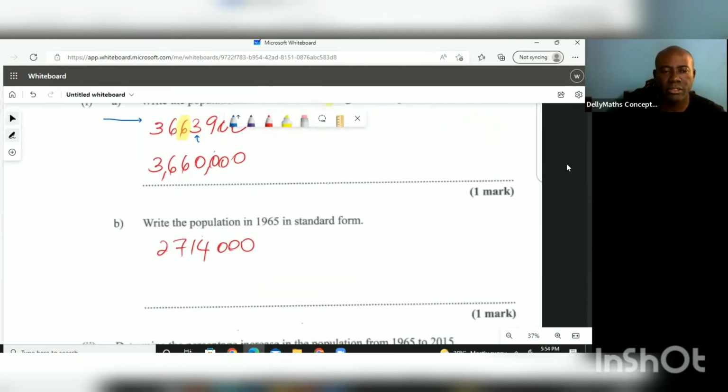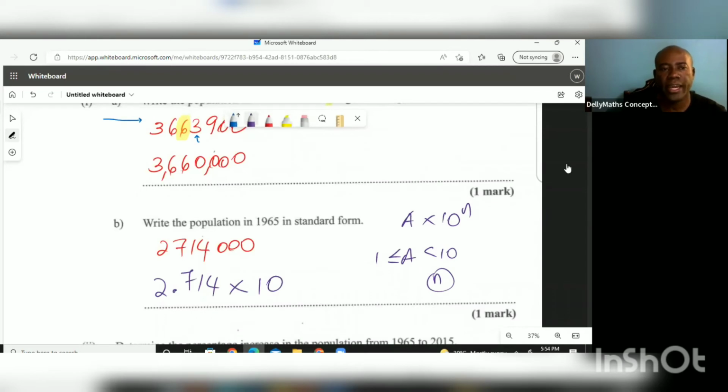2,714,000. So they want us to write that in standard form. Remember now, if we're going to write things in scientific notation, then we're talking about A times 10 raised to the n. So A is a number less than 10 but greater than or equal to 1, and n is an integer. So this figure has to be written like this, 2.714, and we're going to multiply by some power of 10.